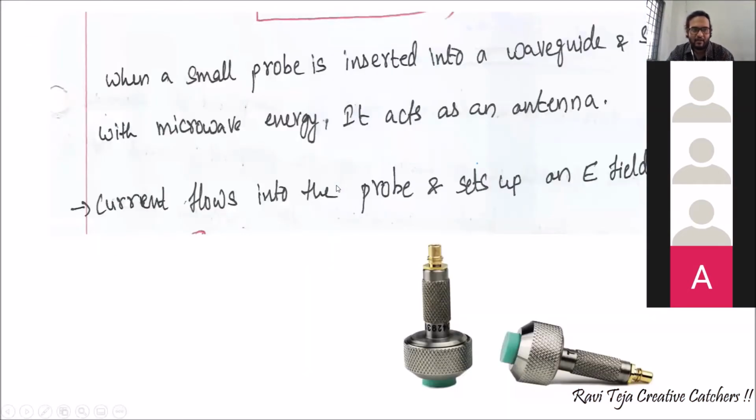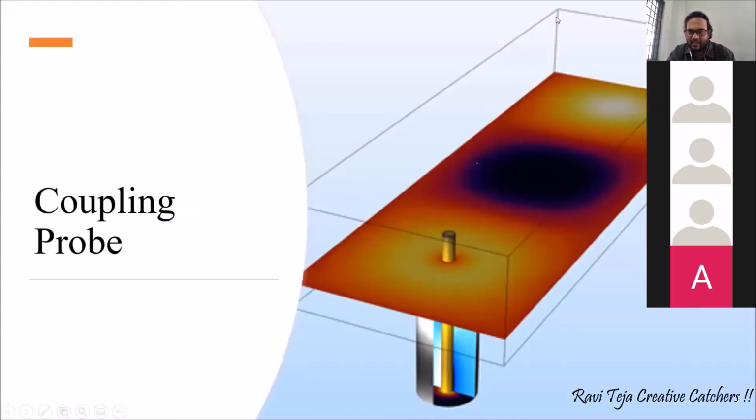Now when a small probe is inserted into a waveguide or a cavity resonator, which is used for supplying microwave energy or absorbing microwave energy, it acts as an antenna. See here, if this cavity resonator or waveguide does not contain a signal, let us assume, you can make a hole in that, insert a probe, and transmit microwave signals from outside into this cavity resonator, which acts as an input port.